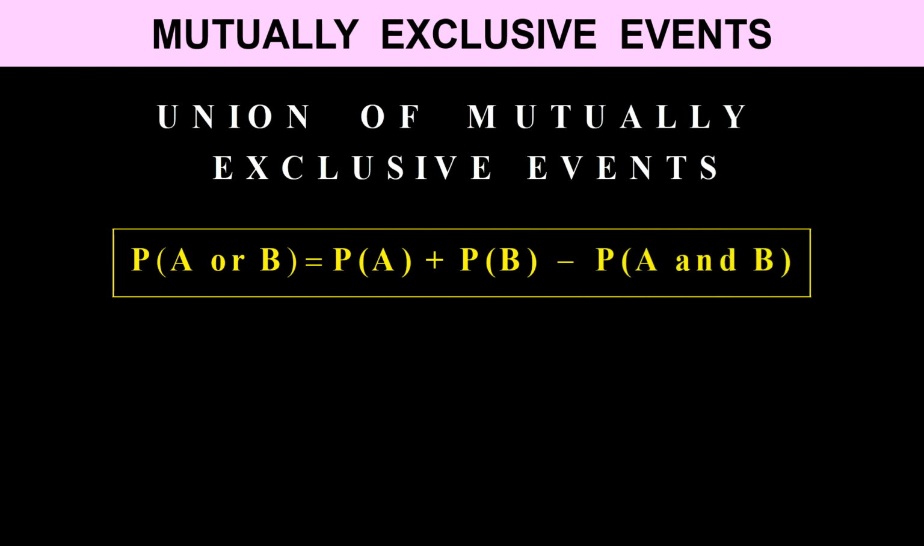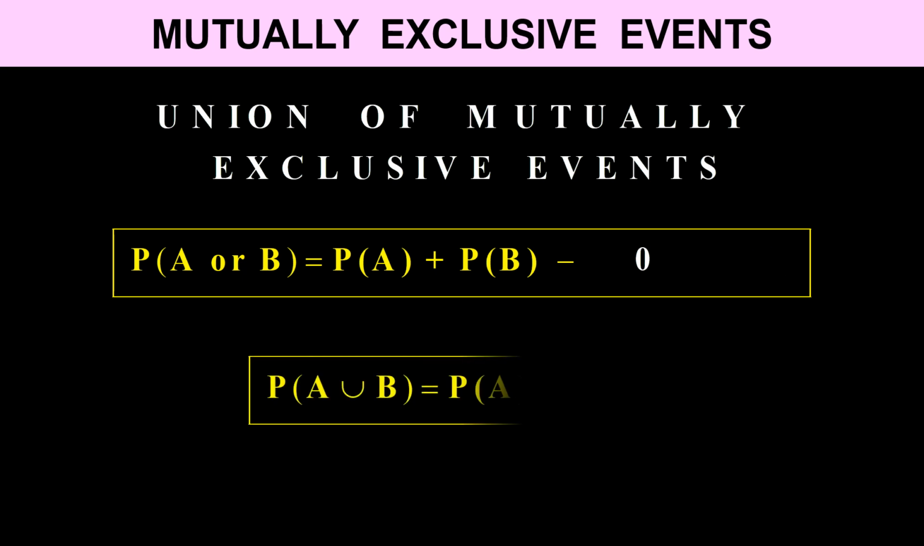Now let's look at the union of mutually exclusive events. In other words, we look at the addition rule here. So that is the addition rule: the probability of A or B is equal to the probability of A plus the probability of B minus the probability of their intersection. But because they're mutually exclusive, the probability of A and B is 0. So that is a 0. So in other words, the addition rule is now modified, and it is: the probability of A or B is the probability of A plus the probability of B.